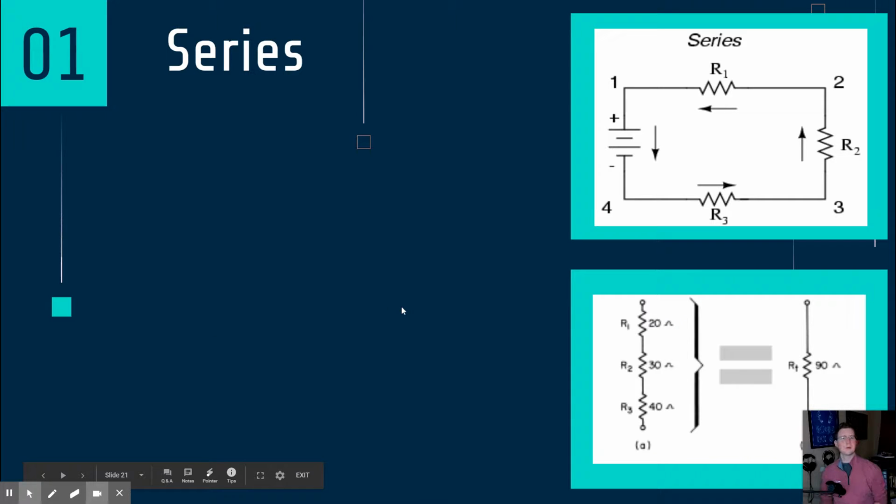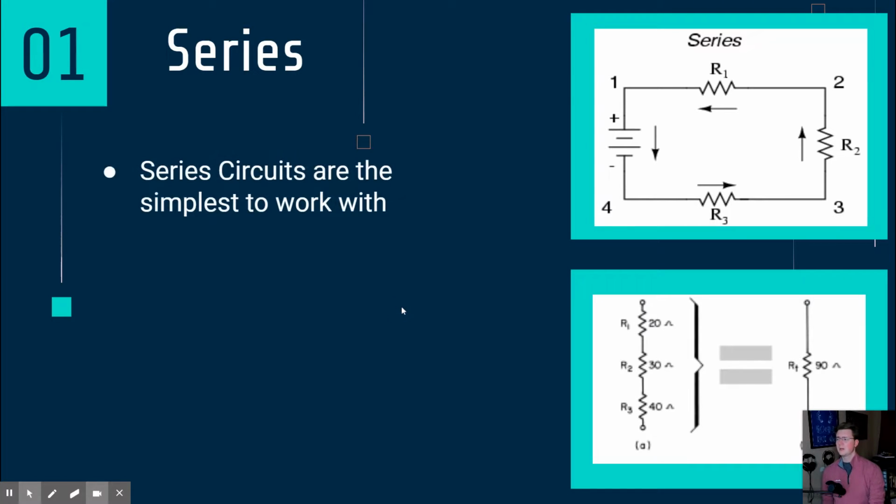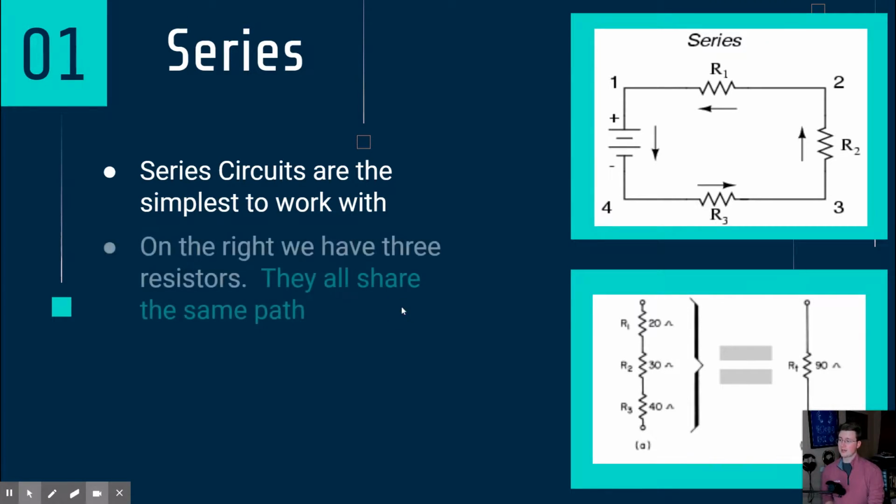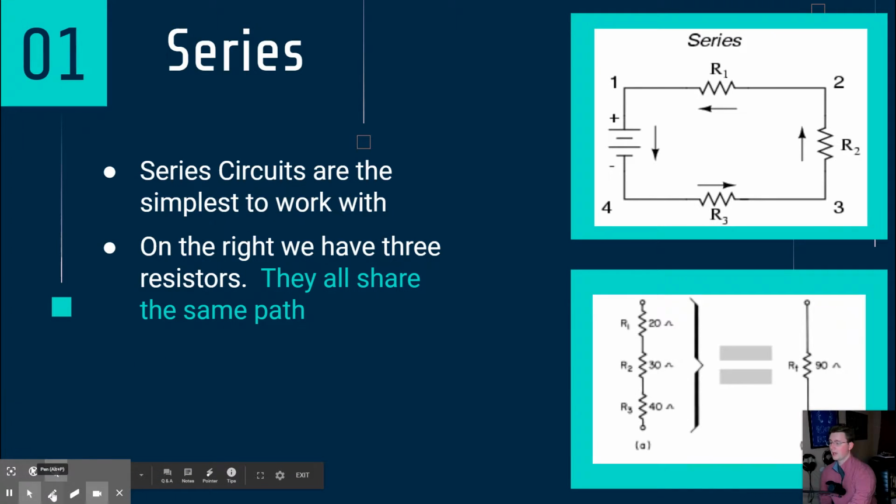So the first thing we're going to look at here is finding the total resistance of a series circuit. Now, series circuits are the simplest to work with, and actually you've already experienced this a little bit in that lab. You were able to look at and say, well, we have all the resistors along the exact same path, just like what we have in that image to the right, in which we have all of our resistors along the same path on this circuit.